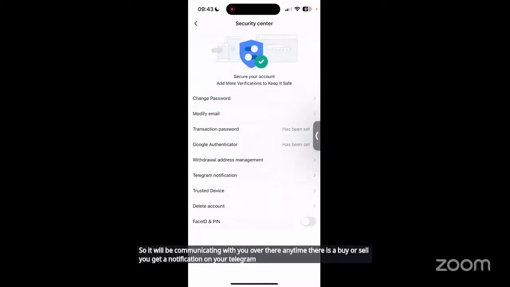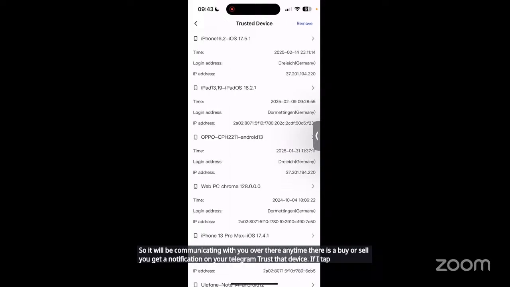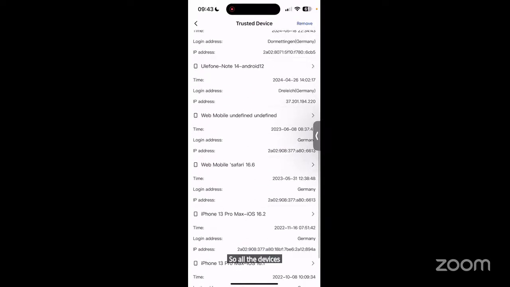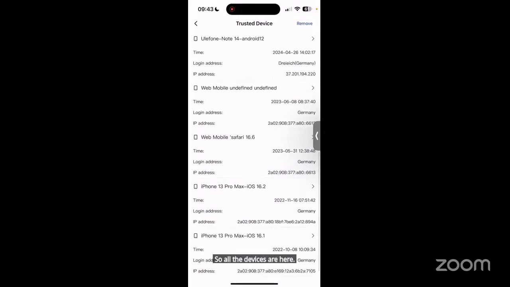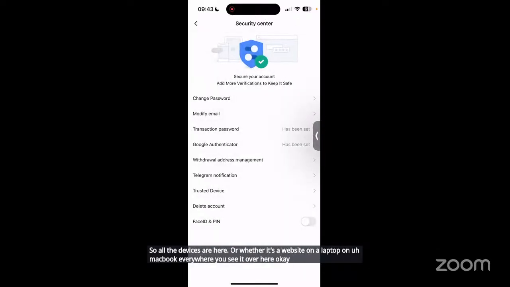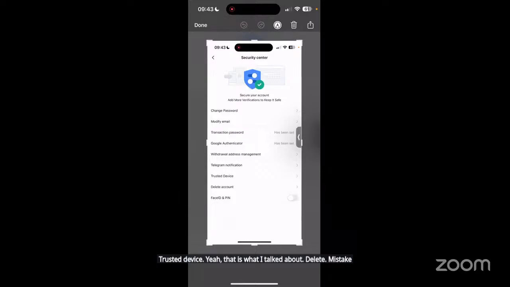Trusted device. If I tap on it, you see all the devices I've ever logged into my Royalq with before. Okay. So all the devices are here. Whether it's a website, on a laptop, on a MacBook, everywhere you see it over here. Okay. All right. Trusted device. Yeah, that is what I talked about. Delete account. If you want to go and delete it and leave us to enjoy in peace.